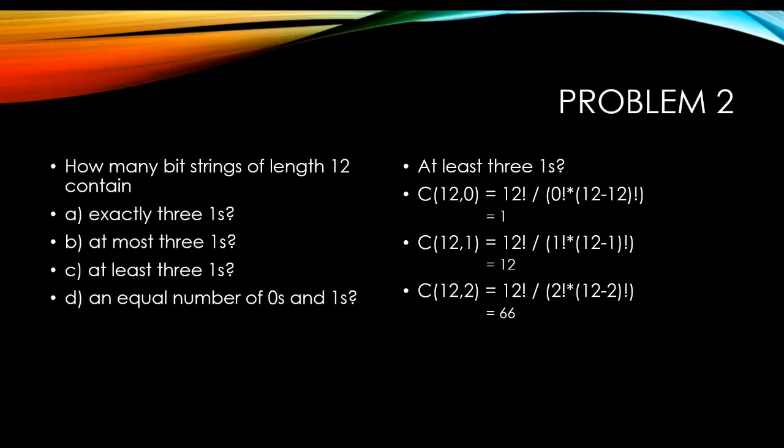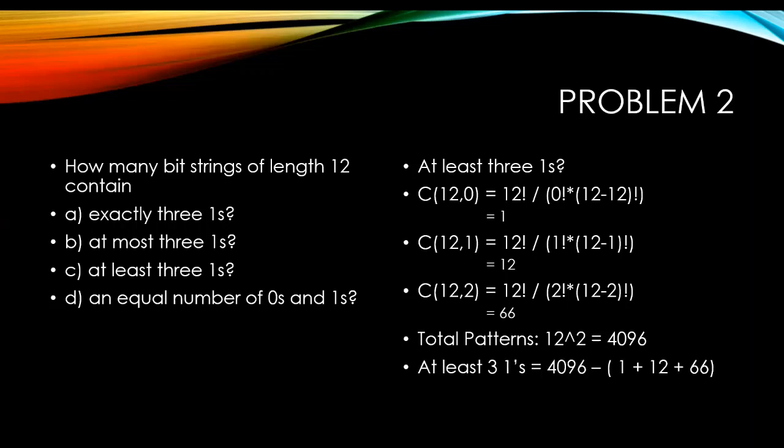Position, 2. So it means 2 times 2 times 2 times 2 times 2 until the 12th bit. Okay? Or basically it's just 2 raised to 12. So the answer is 4096. So you're just going to subtract 1, 12, and 66 from 4096. We get the number of patterns for at least 3 of 1s. So we have 4017. Okay.